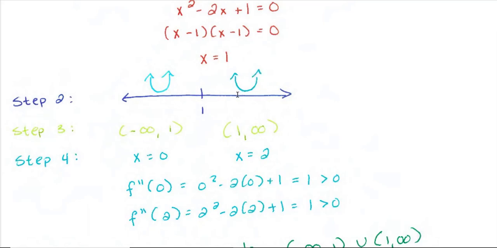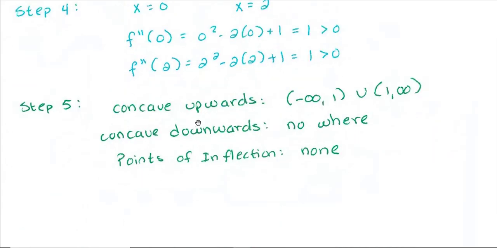So it turns out that this function is concave upwards from negative infinity to 1, and it's concave upwards again from 1 to infinity. So it doesn't actually change concavity. It's never concave downwards. It is not concave downwards, and because it doesn't switch concavity, it did not go from concave up to concave down or concave down to concave up, there are no points of inflection.